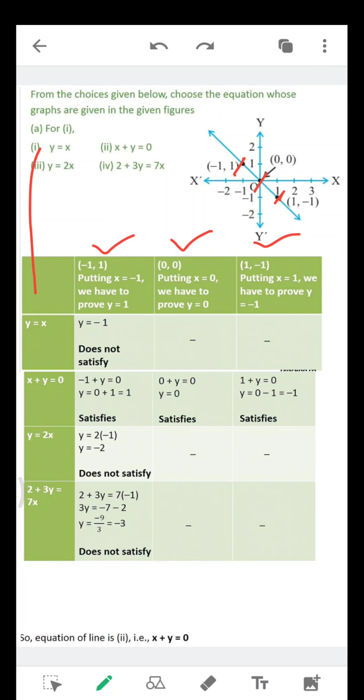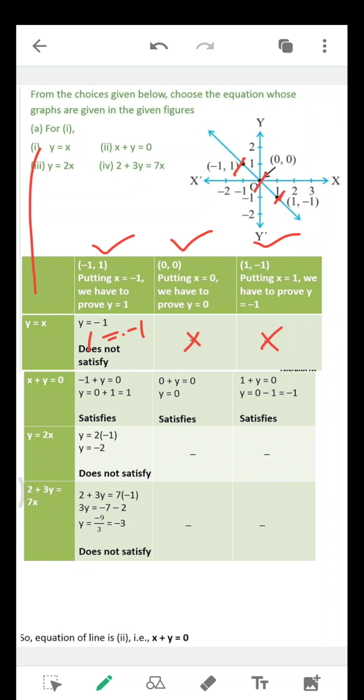So if you put it like this, y is equals to minus 1. But y is 1 and x is minus 1. So are they equal? They are not equal, isn't it? So it does not satisfy. If it does not satisfy for one, you should not go for the other. No need to go for the other, because the first one itself is not a solution.